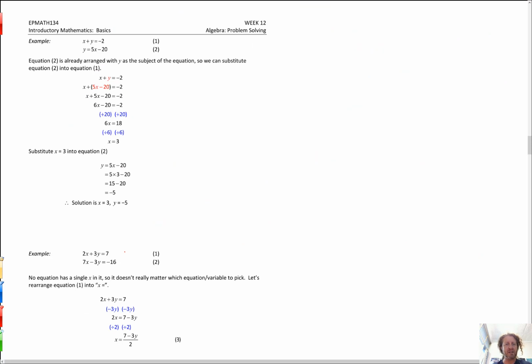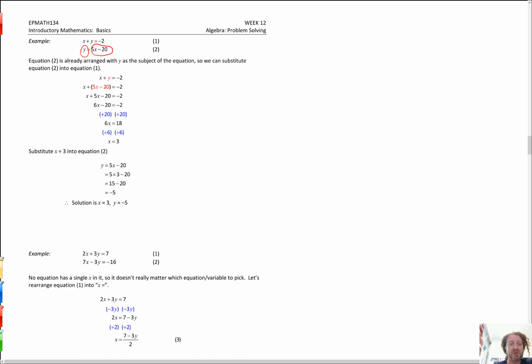Next one. Now this one is not really any different. In fact, it's a bit nicer. One of the equations is x plus y equals minus 2, and the other is y equals 5x minus 20. Fantastic. I don't need to do any rearranging because it's already given me a y equals form. So all I'm going to do is walk up to equation 1. I don't even need an equation 3. Equation 1, I'm going to replace that y, which I've got in red, with the 5x minus 20.